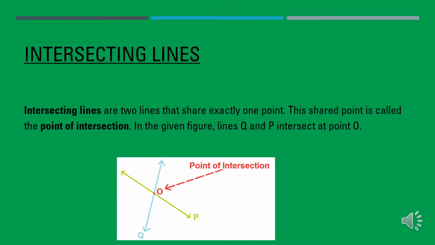Intersecting lines. Intersecting lines are those lines which share one point of intersection. As you can see in the figure, the shared point of intersection is point O. So point O is called the point of intersection. Here lines P and Q are intersecting at O.